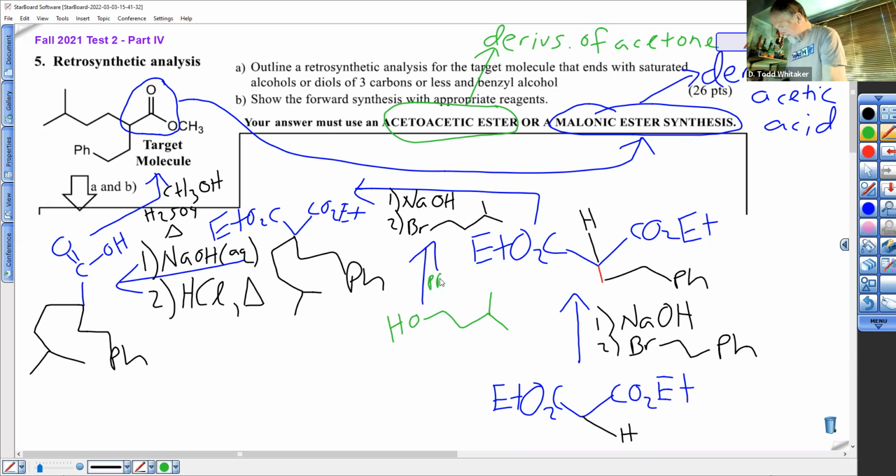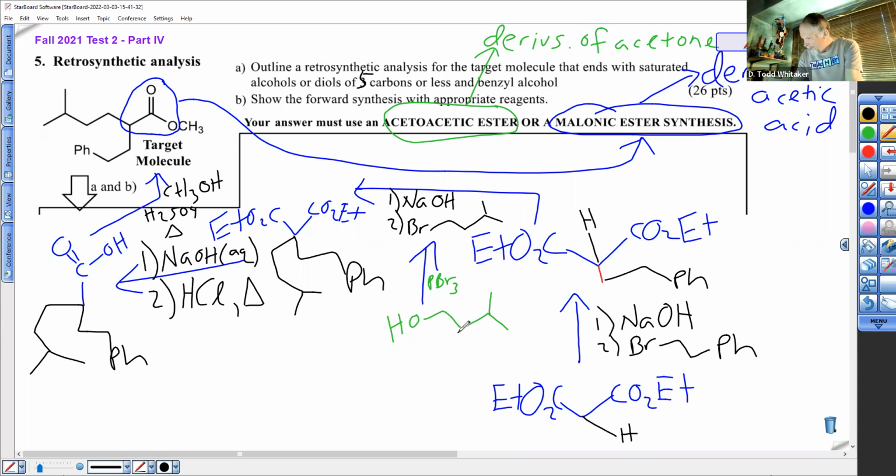PBr3. And that's something that is on the list. Alcohols of, oh, that was a typo. I believe that's corrected on the answer key. I just saw it right now. I apologize. I'm not going to make you make isopentanol from a smaller alcohol.